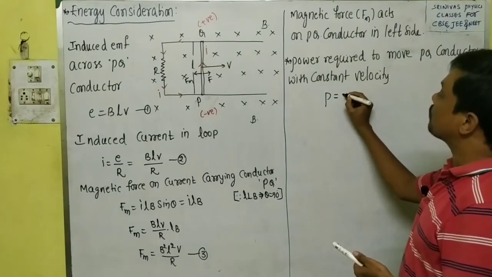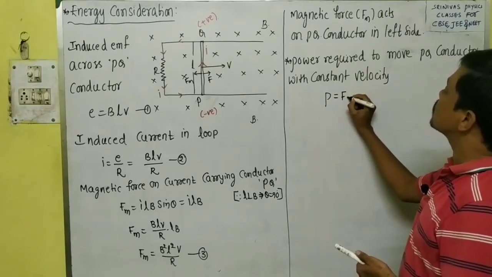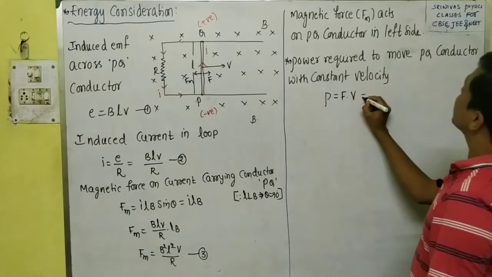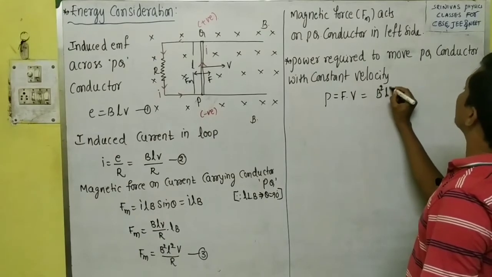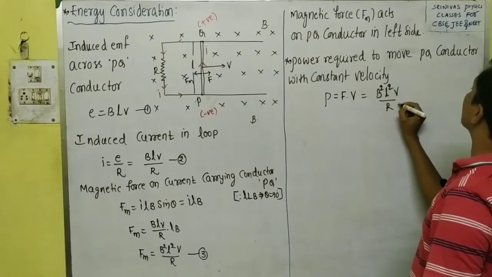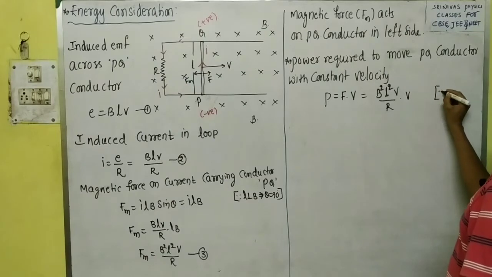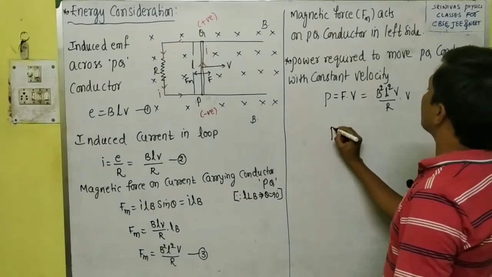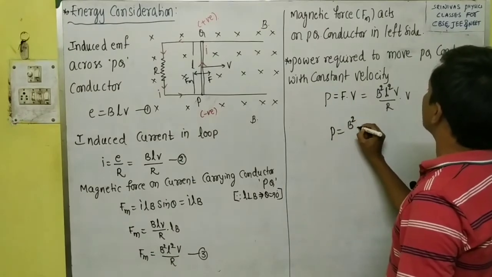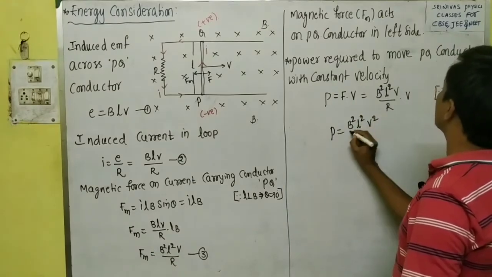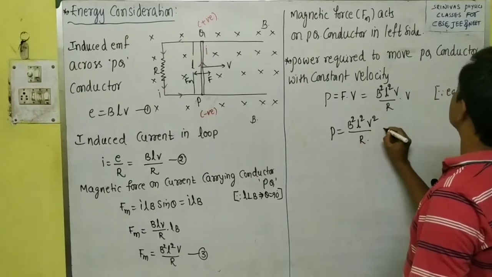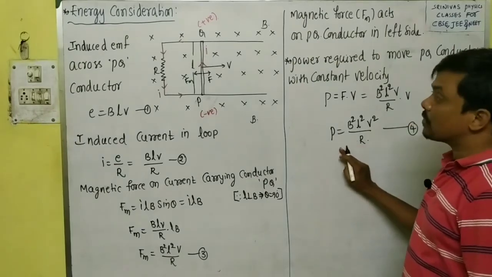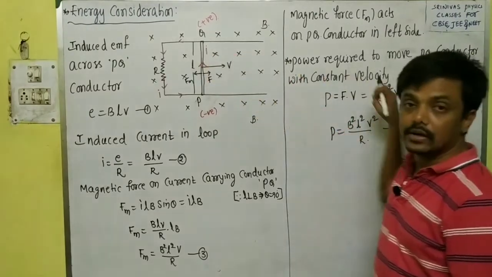The power required formula is force into velocity, right? Force into velocity. The force we got here already, that is B square L square V by R, into V. This is from equation 2. Then we will get the power. Final formula is B square L square V square by R. This is equation 4. And this much power we are using to pull this side, right?